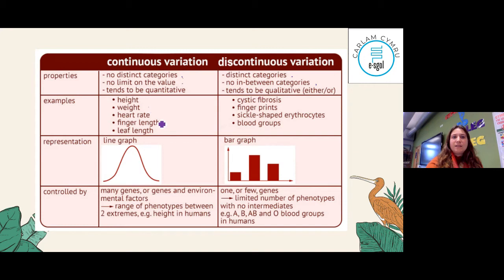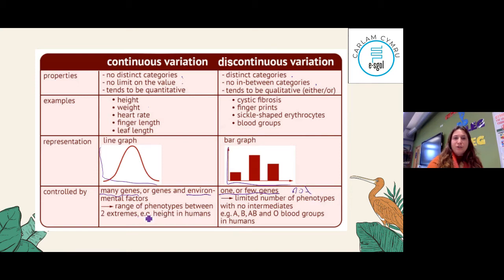Height, weight, heart rate, for example, are examples. And over here, you might remember back to cystic fibrosis, fingerprints, blood groups. Again, it's represented by a line graph, and this one is represented by a bar graph. This one is controlled by many genes, and this one by one or very few genes. This one can be affected by environment. This one is not.